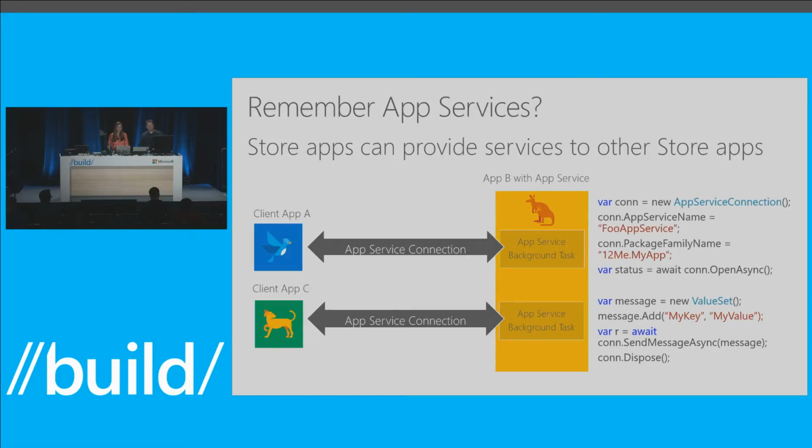And the API for this is fairly straightforward. All you need to do to consume an app service is to create an app service connection, provide an endpoint name, so this is the name of the service, and the package family name.